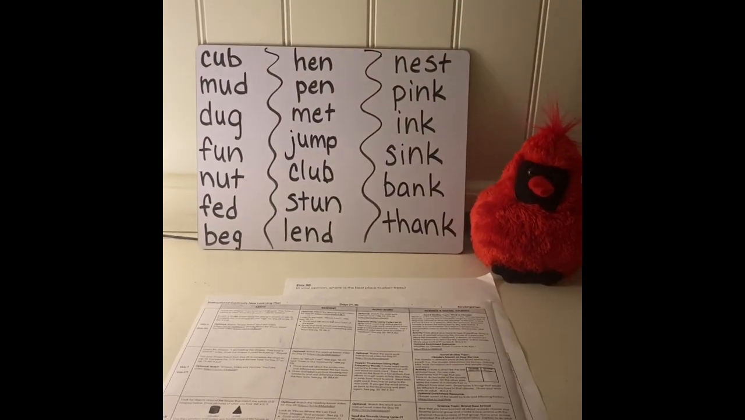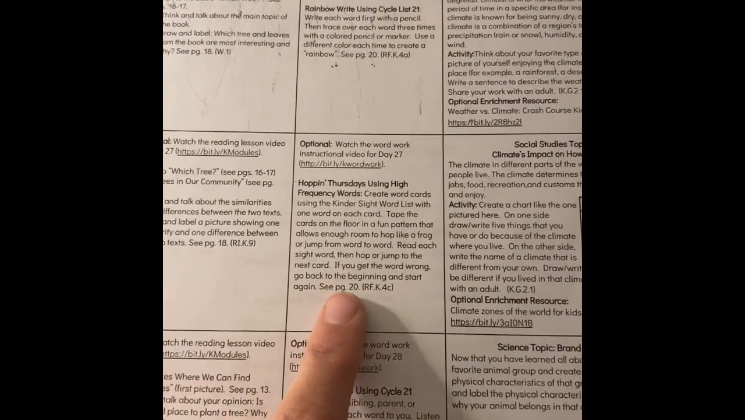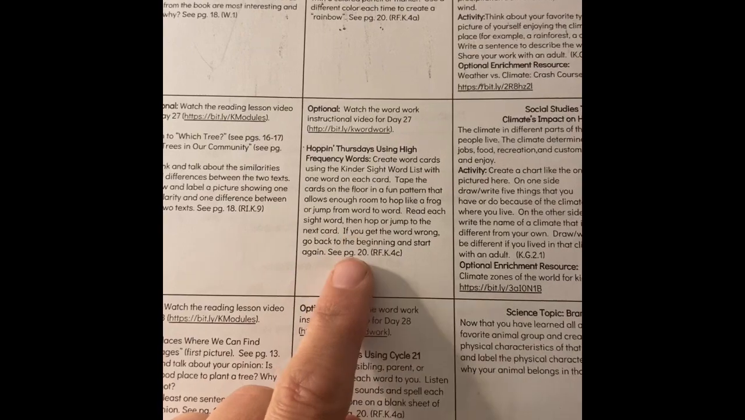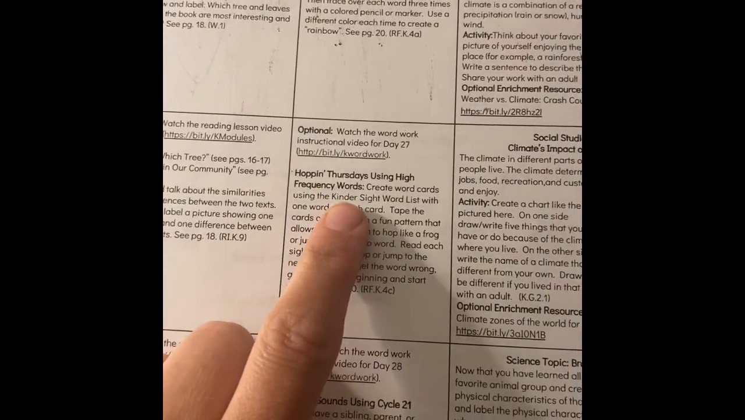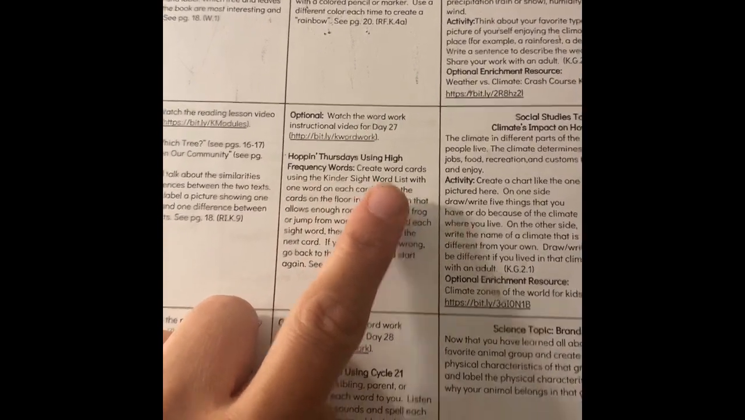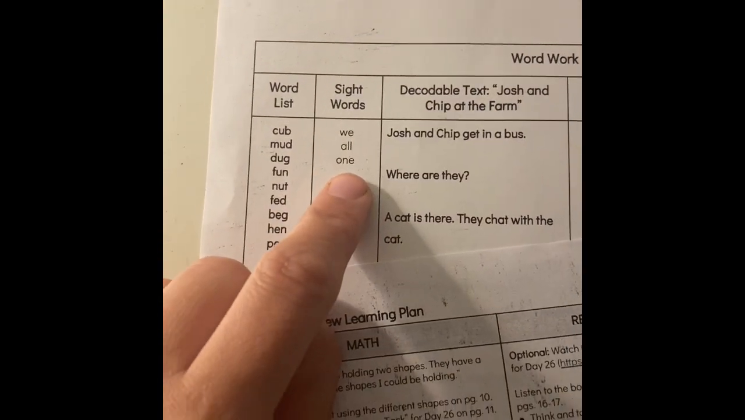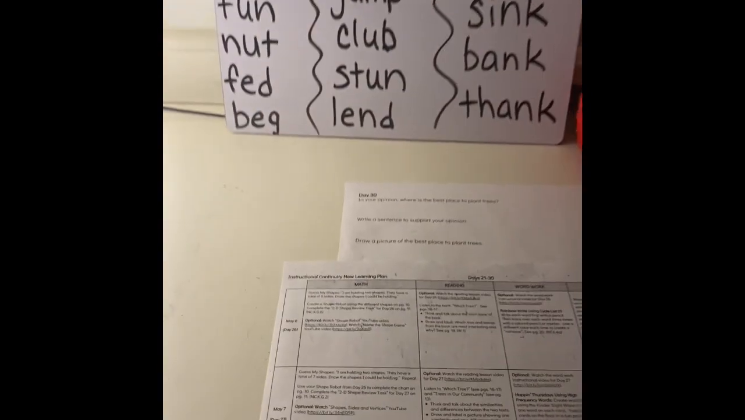All right, everybody, it's time for word work. Now, when I was telling you to get materials, I did forget to mention, so when we've been doing the hopping Thursdays where you hop on sight words, it does say kindergarten sight word list, but I've talked to you about this before. I don't think we really have one of those other than just these 3 words that they gave us, but that's not enough. So we have been using our cycle word list, and that's what I'm going to be doing today.